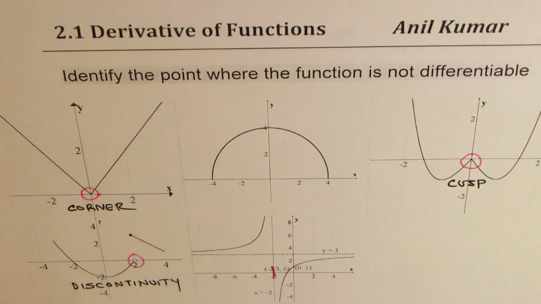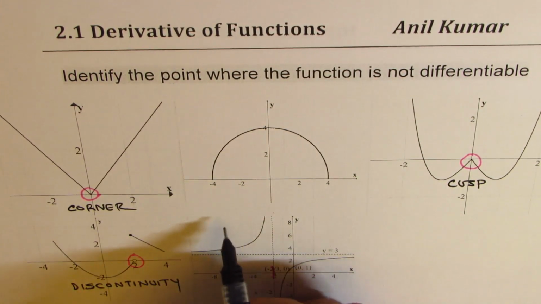Now, when there is a discontinuity, you don't know where to draw a tangent, correct? You cannot draw a tangent here, right? So that is ambiguous. So it is not differentiable at this point. Here, it is a vertical asymptote.